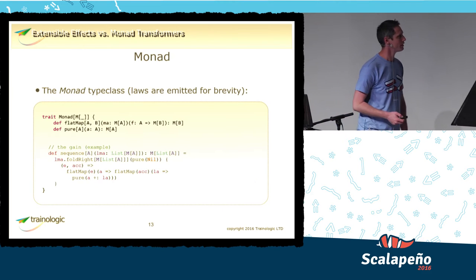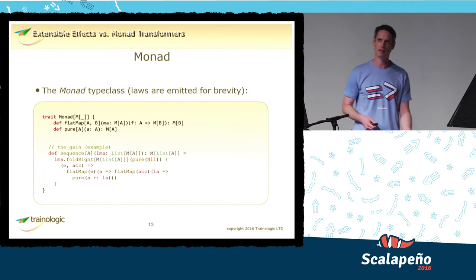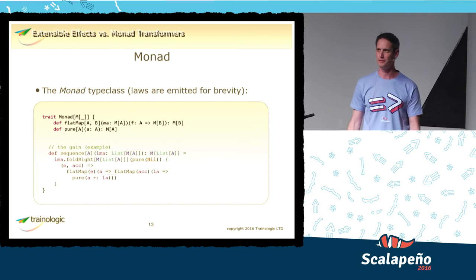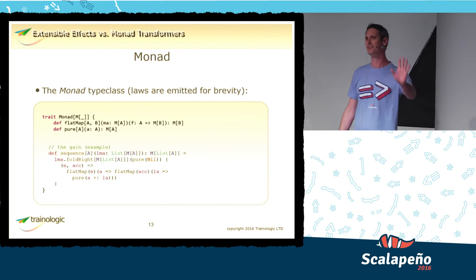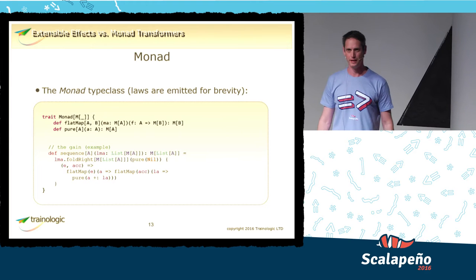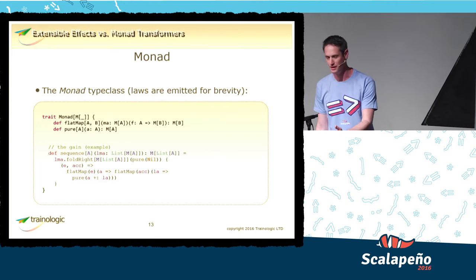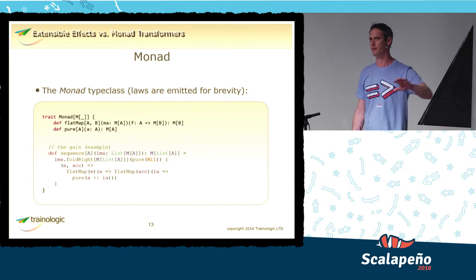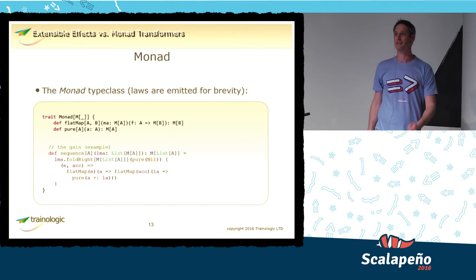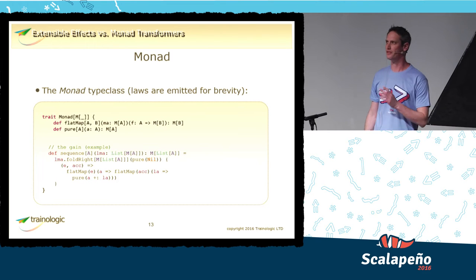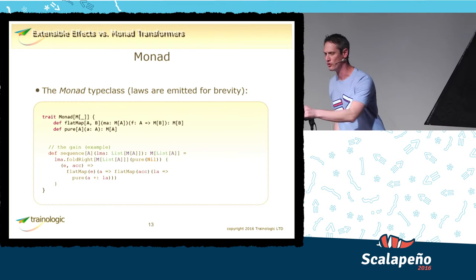And here is the monad abstraction. The contract of a monad abstraction is two methods, flat map and pure. I don't want to dwell on the pure. This is the contract for the abstraction. And I have many, many, many instances for this abstraction. There are laws, but I will not go over them. Flat map and pure, and the gain. There is a huge amount of gain from the monad abstraction.